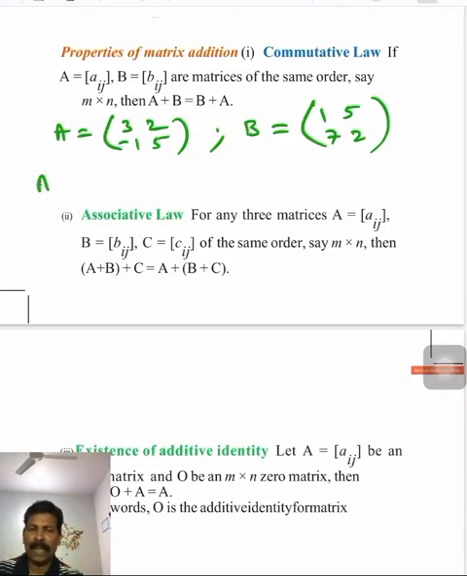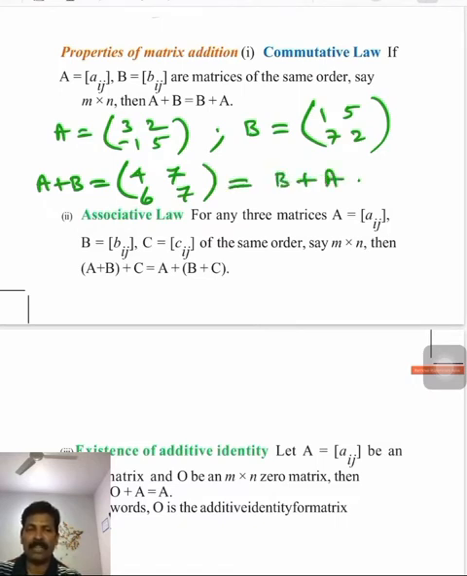So we will find A plus B. Then you can see the answer is 4, 7, 6, 7, that is equal to B plus A. Hence the verification of the result. This property is called the commutative law.